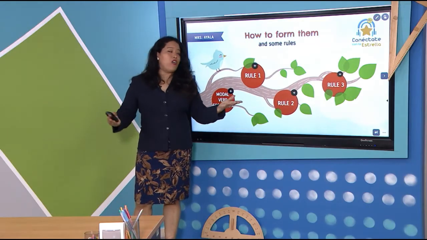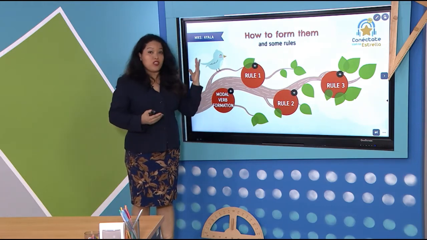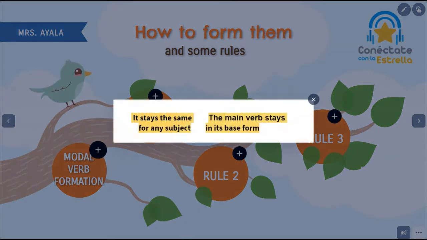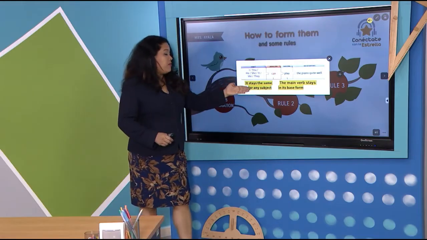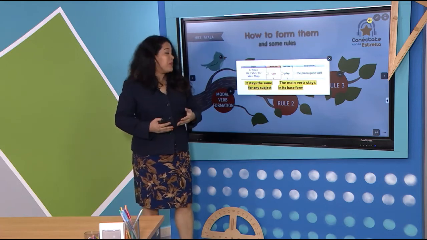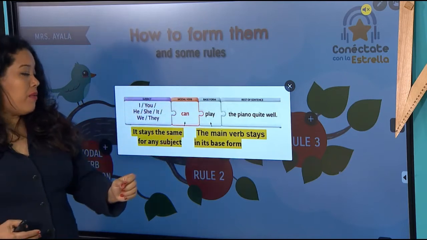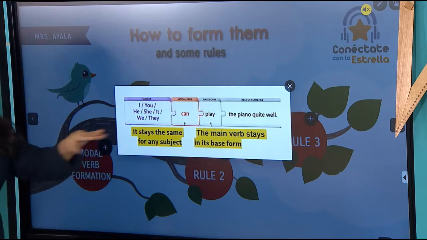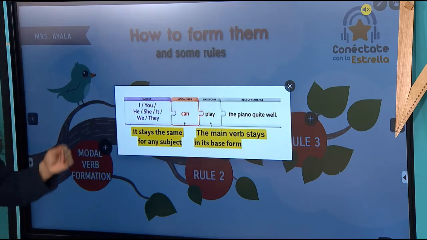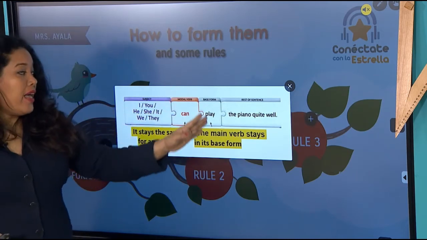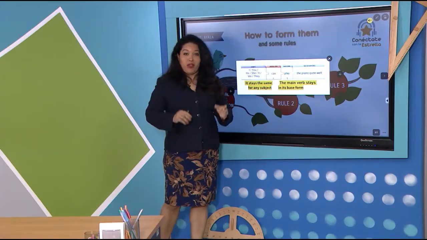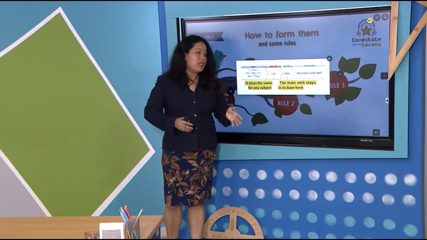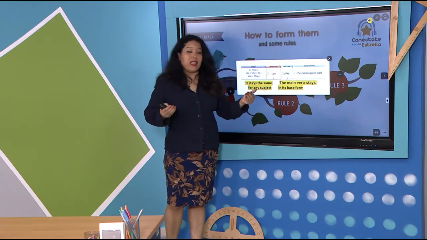Now guys, let's see how we can form the modals and some rules. Modal formation, look at this structure. We have subject, modal verb, base form, and the rest of the sentence. In subject, remember that you can use a noun or pronoun. And then the modal, then the base form of the verb. The modals stay the same for any subject. They don't change. If we are talking about a plural or singular, it doesn't change. And the main verb stays in its base form. If we are talking about the third person singular, the base form stays in its base form.